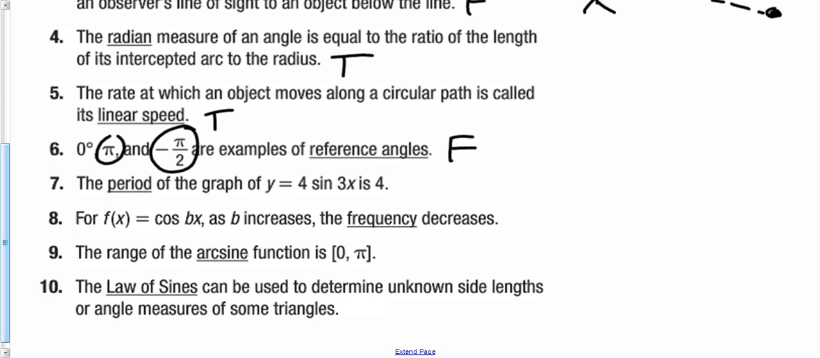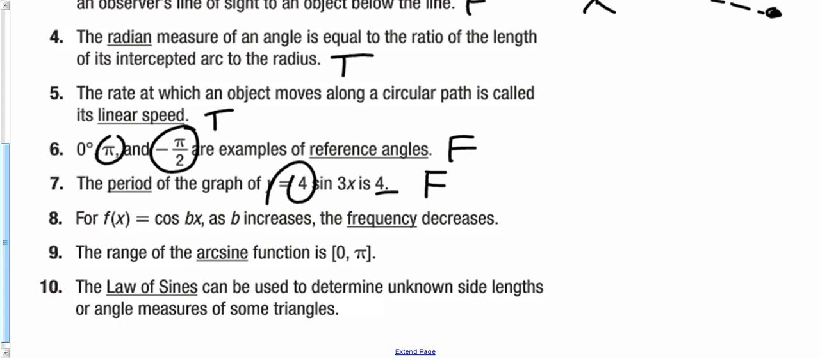Number 7, the period of the graph of y equals 4 sine 3x is 4. So is my period 4? Right in the front there. That is also false. That number in the front is the amplitude. Okay, the amplitude.